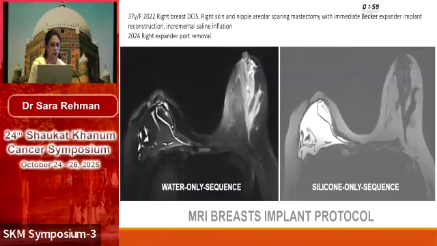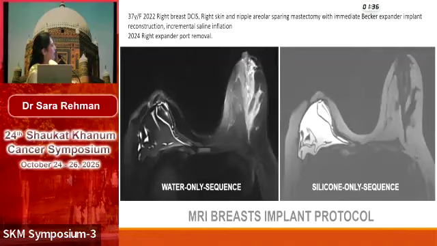The clinical history of whether we are dealing with a breast expander or implant is very important. Like in this patient, who has a history of right breast mastectomy with double lumen Becker expander implant reconstruction, and after saline inflation has been done. But in this case, we cannot see any saline filled lumen on the water sequence. And on the silicone sequence, we can see some irregular membranes.